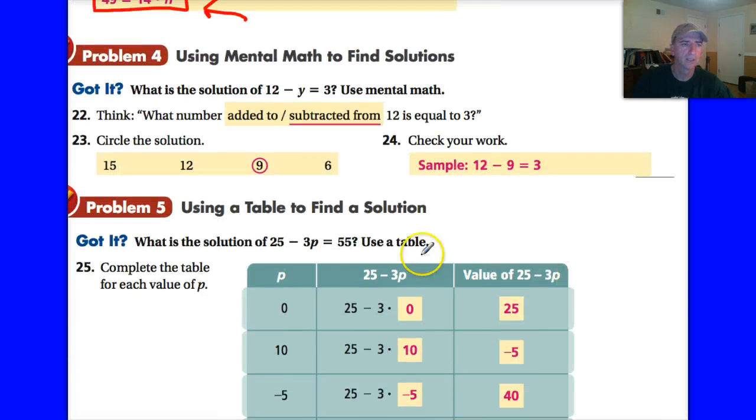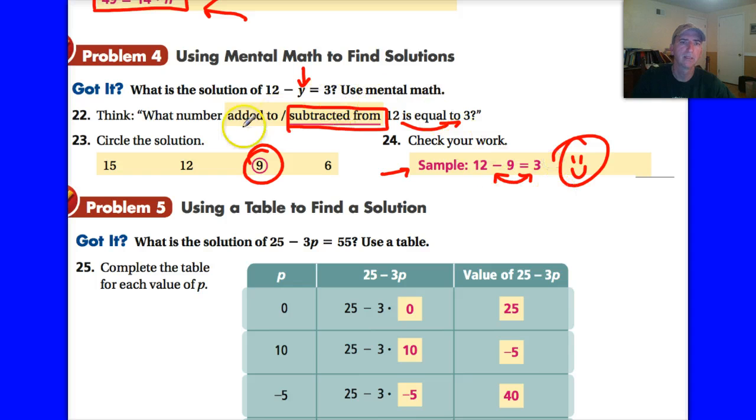Problem 4, again using mental math tricks to find solutions. Most of you can probably do this, so they just kind of talk you through it. If you're solving that problem, what are you thinking? What number subtracted from 12 is equal to 3? It says right here, circle the solution, that's 9, right? Check your work, well, you just write it out like that. Big deal, right? Hopefully you get the point. Again, it's really about what that word solution means right there for you.